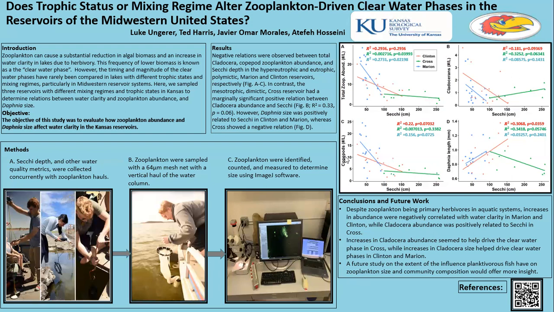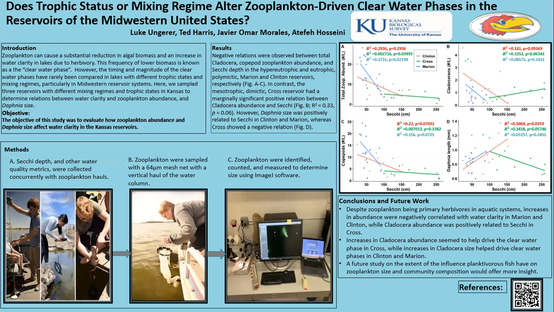What we can conclude from this is that cladoceran abundance may be related to water clarity in dimictic and mesotrophic systems like Cross Reservoir. Furthermore, an increase in cladoceran size may help drive the clear water phase in polymictic and eutrophic systems like Clinton and Marion.